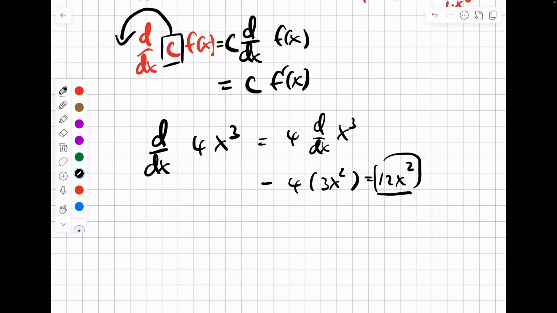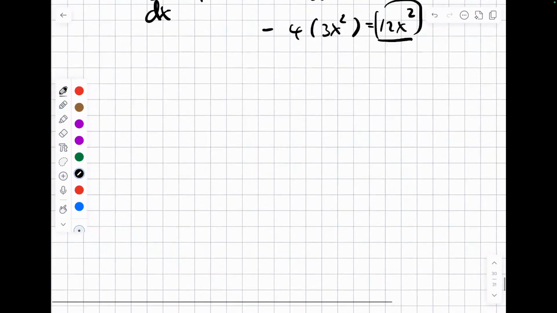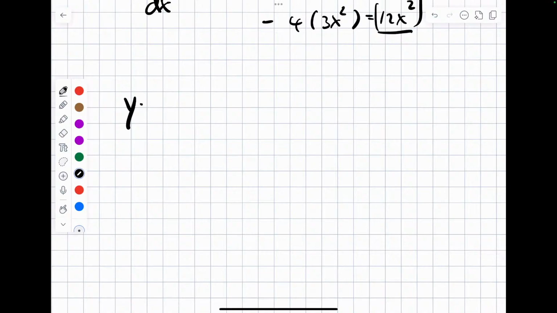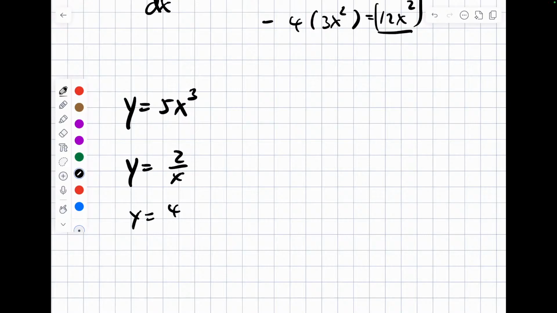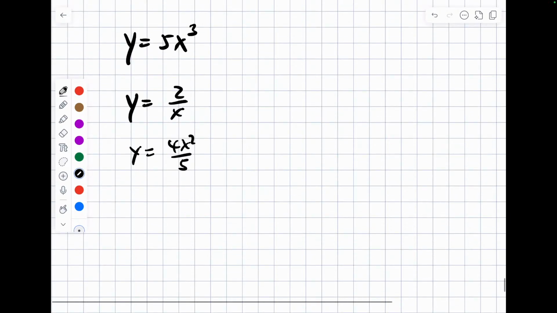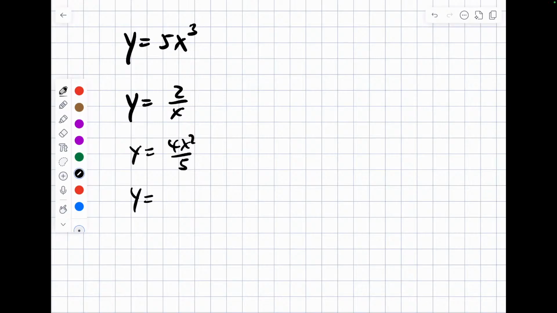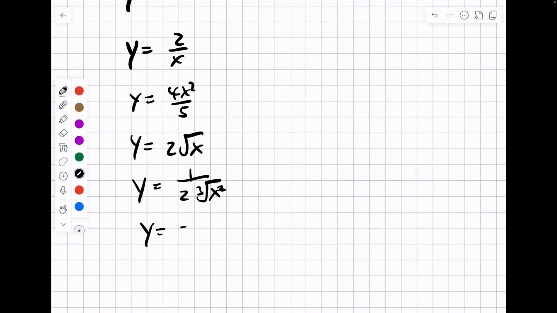So all the functions you need to be able to rewrite and take a derivative of today. We just talked about the constant multiple rule, and then we say, hey, y equal to 5x to the third. I'm going to ask you to take a derivative of this. Usually, if x is on the bottom or x is a radical, I will rewrite them before I take a derivative. So I'm going to give you a few. y equal to 2 over x, y equal to 4x squared over 5, y equal to 2 root x, y equal to 2 times the cube root of x squared, and y equal to negative 3 over 2x.